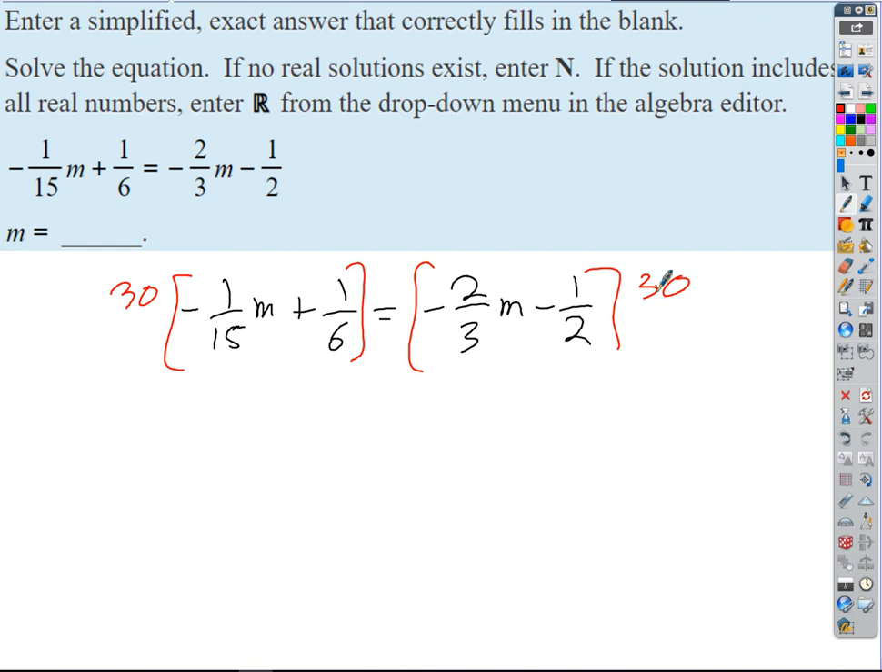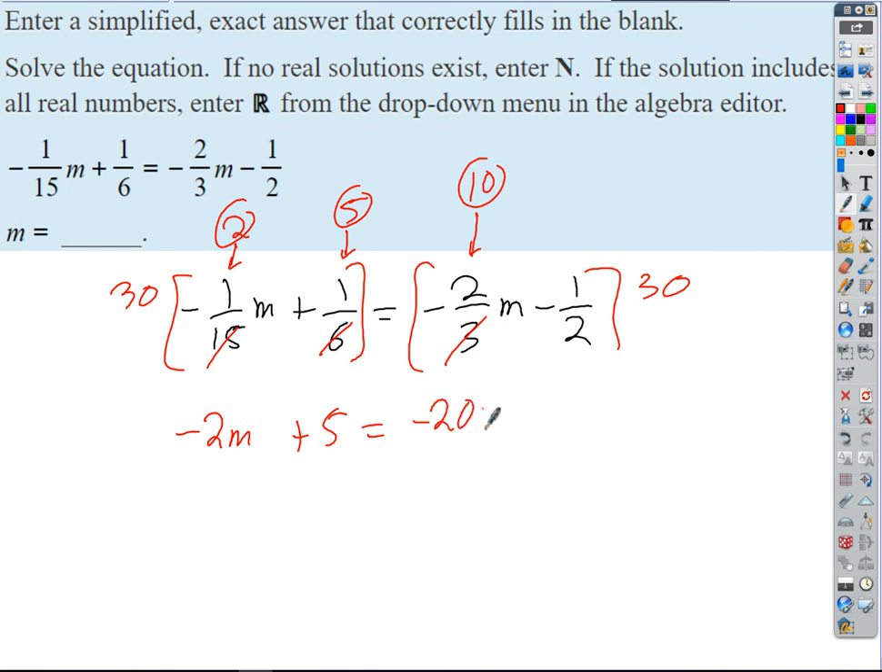So 30 over 15 reduces to what? Reduces to 2. And then whatever the fraction reduces to first, you just multiply through by the numerator, right? So 2 times negative 1m is just negative 2m. 30 over 6 is 5, so we multiply that by the top. 30 over 3 is 10, times negative 2m is negative 20m, and then 30 over 2 is 15 times the top is negative 15. Now that's easy from there, right?